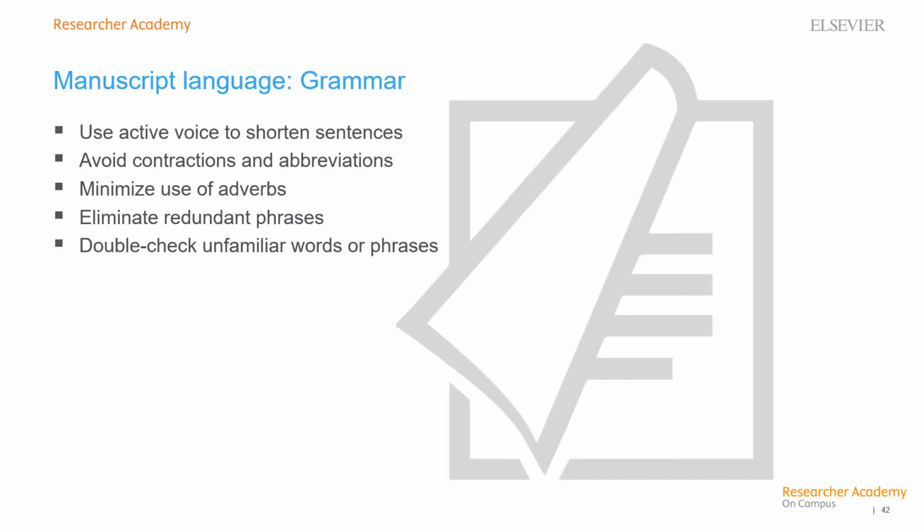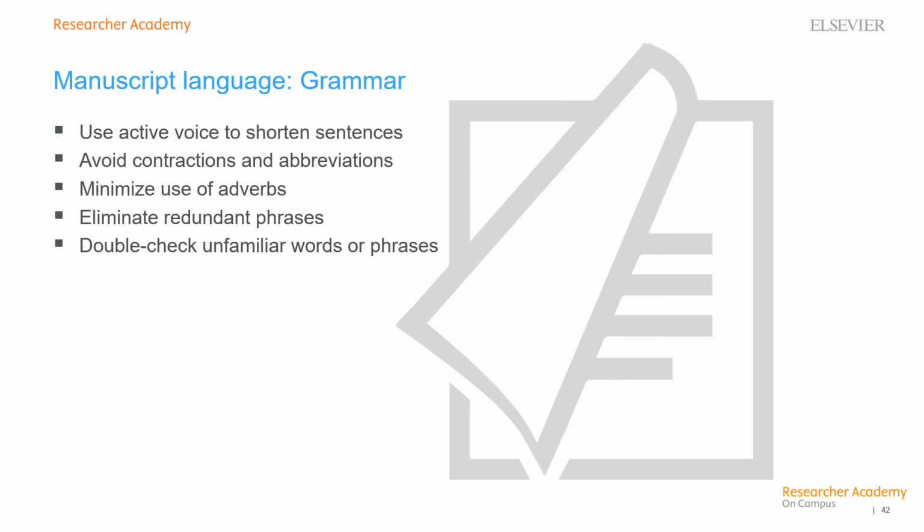Pay special attention to the grammar used in your manuscript. One way to help make the work and results clearer for the reader is to use the active rather than the passive voice. The passive voice can be used in the methods section of a paper, but otherwise the active voice will usually shorten sentences and make them more dynamic and interesting to the reader.